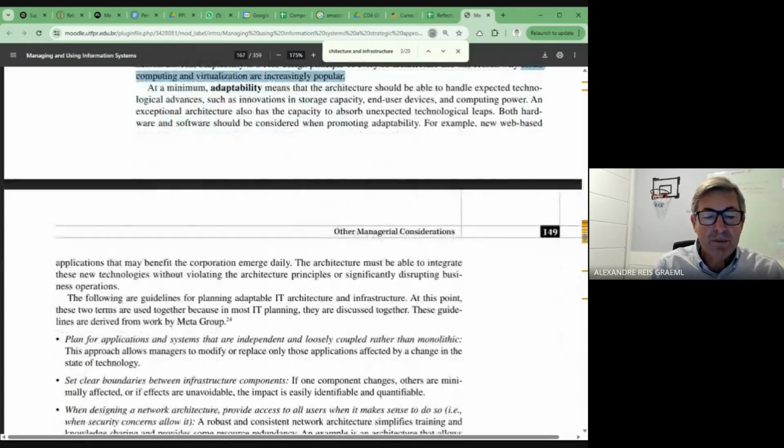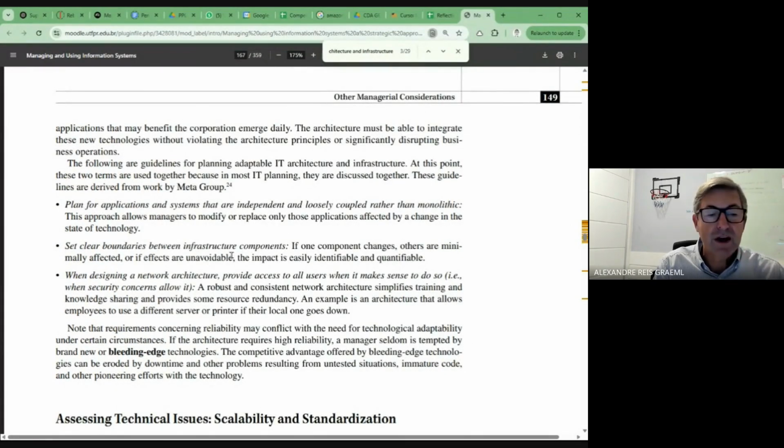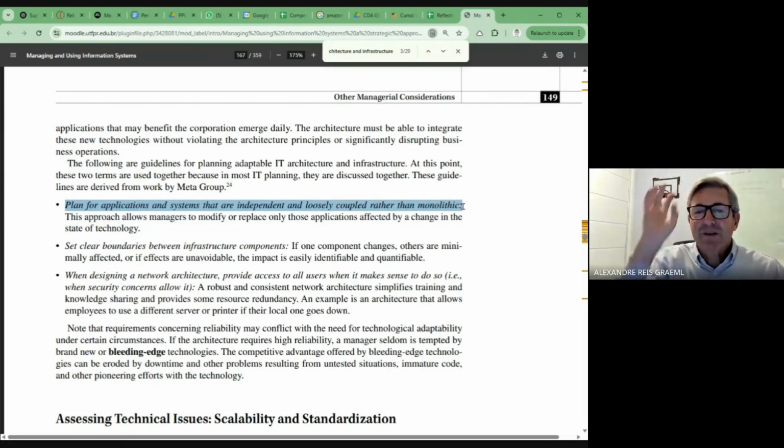Then they provide us with some guidelines here about how to develop this architecture. First, plan for the application and systems that are independent and loosely coupled rather than monolithic. So basically, they're saying nowadays, don't go mainframe-like, right? Plan for systems that work more like modules that you can connect to one another, because chances are you are not going to need to get rid of them all at once. But if you have to replace one of them, you just take that part or that module away and include a new module that does whatever the market thinks became more necessary.